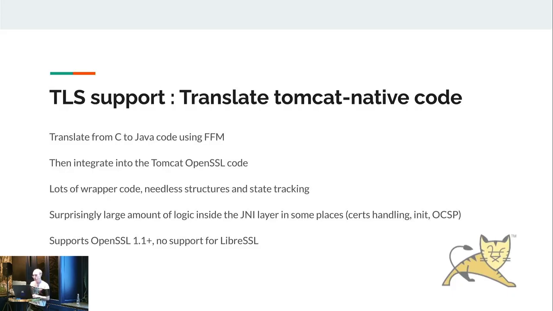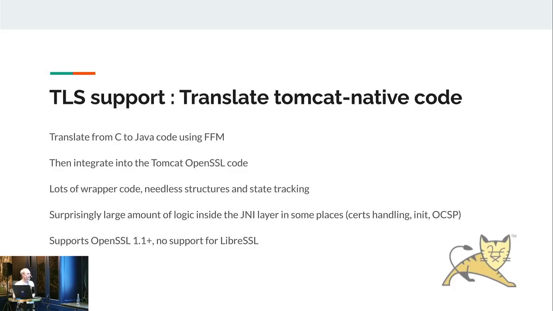There was a large amount of logic in the JNI layer, for example, for certificate handling, initialization. It was very, very complex. And OCSP also, because OCSP means, yeah, Jean-Frédéric is hiding, but he's okay. It means basically you're doing a TLS request and then parsing the contents of the response and so on. And so all that could be converted to actual Java code, so that's much better.